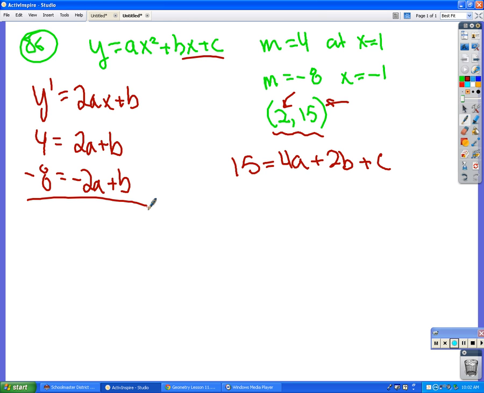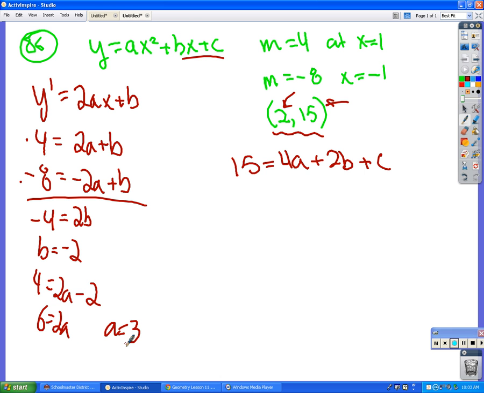Okay, so these over here, 4 plus -8 is -4. The 2a's cancel, equals 2b, so b equals -2. Now plug that into the top one. So 4 equals 2a minus 2. Add 2 to both sides: 6 equals 2a, so a equals 3. And then plug them into this one. So 15 equals 4 times 3 plus 2 times -2 plus c.